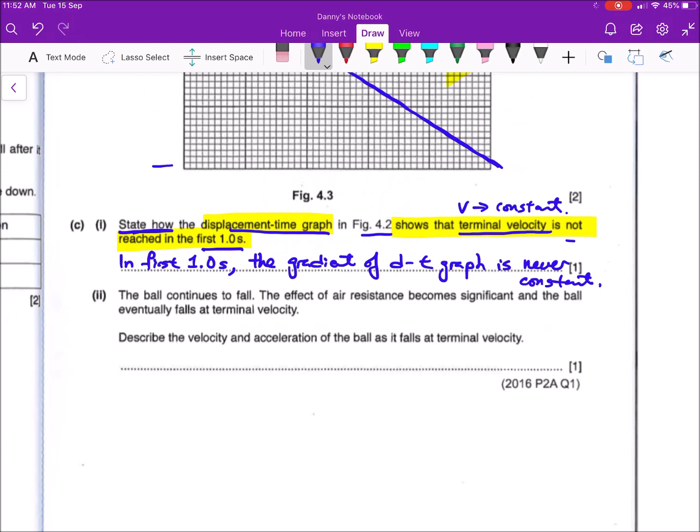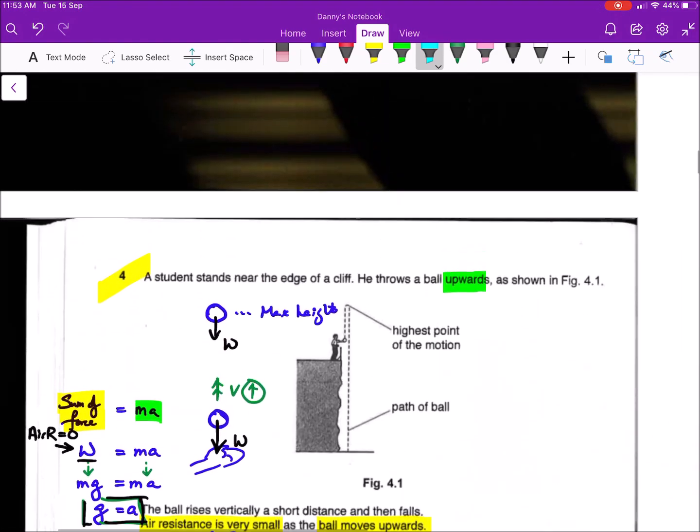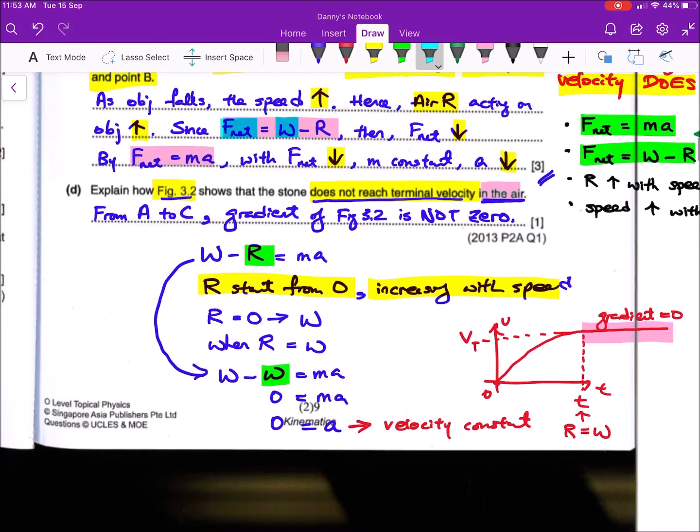When the ball continues to fall, the effect of air resistance becomes significant. So it means that there's air resistance, and the ball basically reached terminal velocity. So once you see this phrase in your mind, you should immediately relate to here. This expression is basically what terminal velocity is all about.